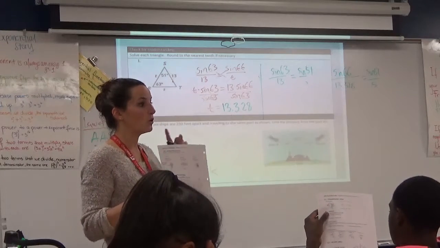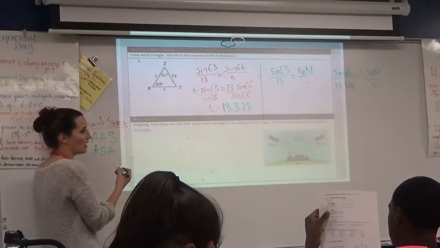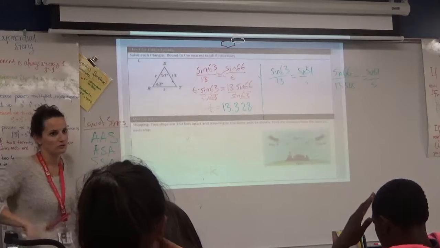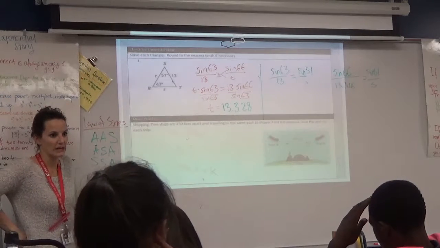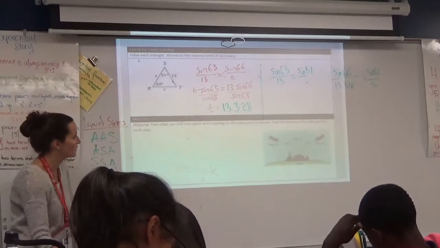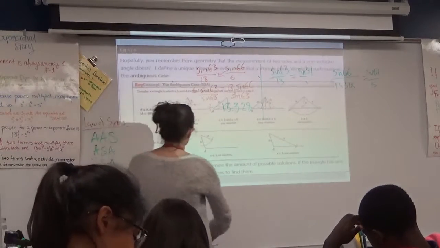The other case that we haven't seen yet that I want to talk about now is when you have two sides and one angle. When you have two sides and one angle, the only thing you have to be careful of is something we call the ambiguous case.